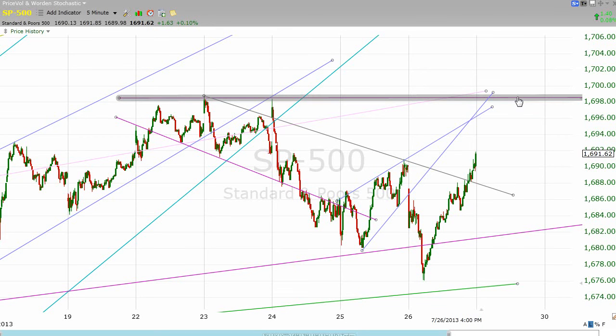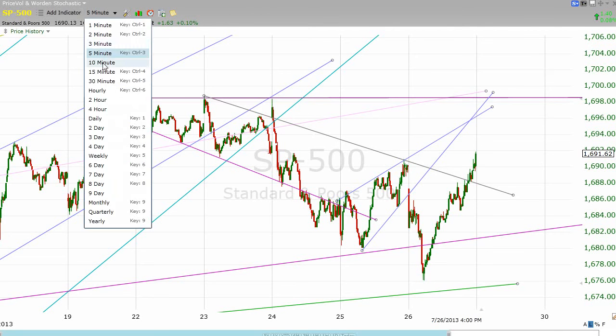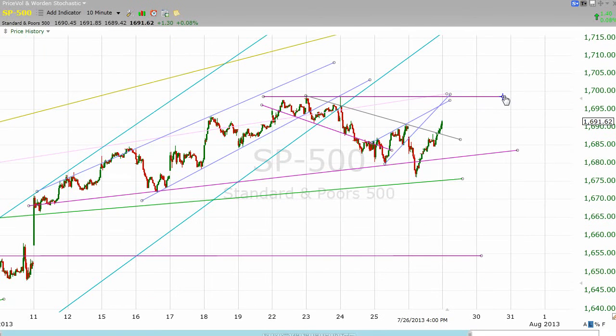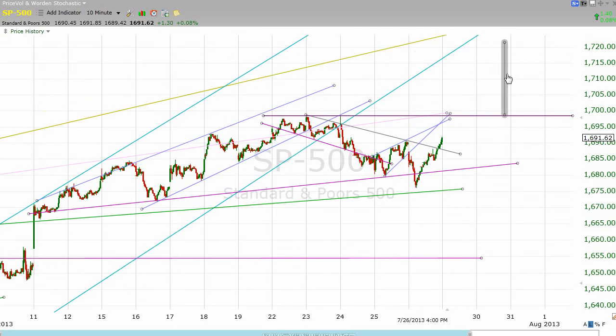Whenever this line breaks, if it breaks, then I would look at the depth of this total move here underneath it as a likely target. So even though we have not reached it yet, if we get over this line, I think the move over that line should be setting up a move to, just based on this alone, about 1722. But it's got to get over this.